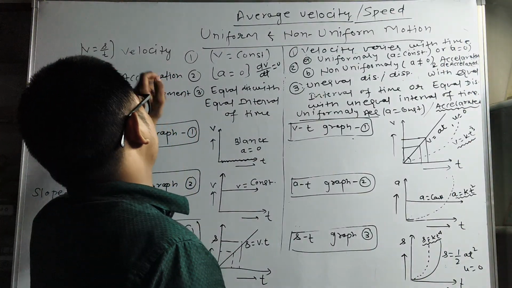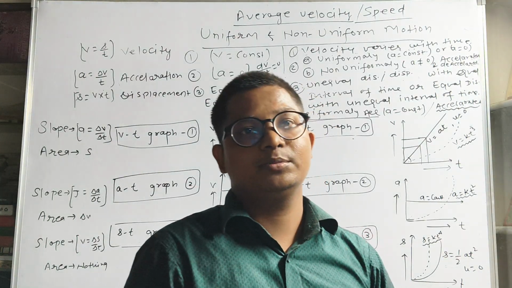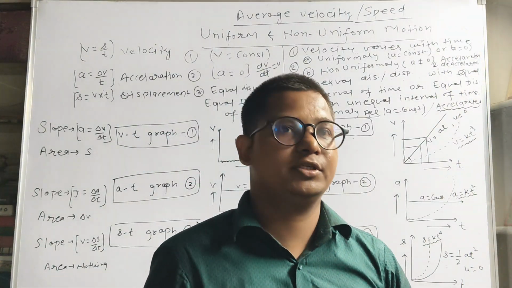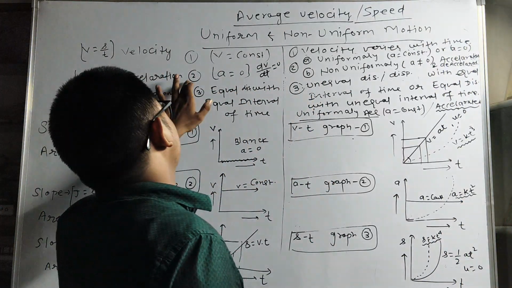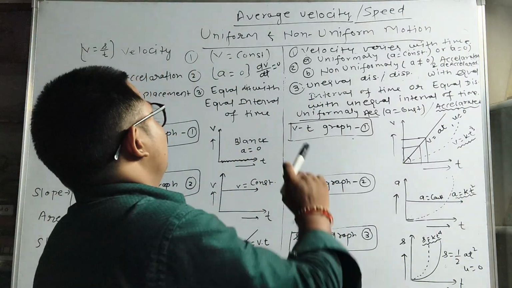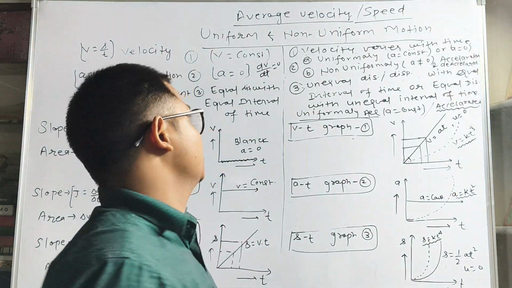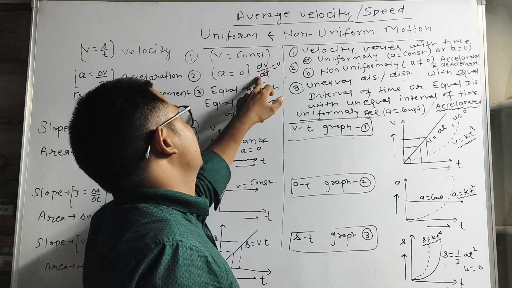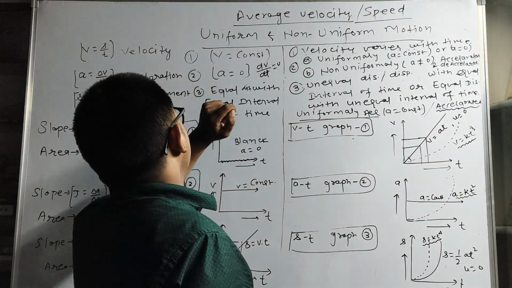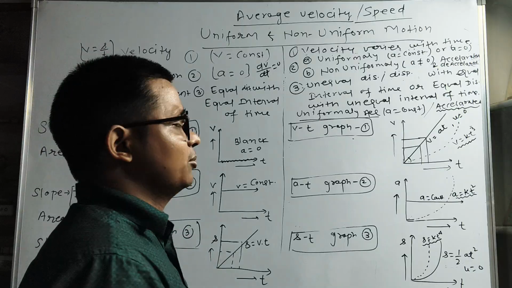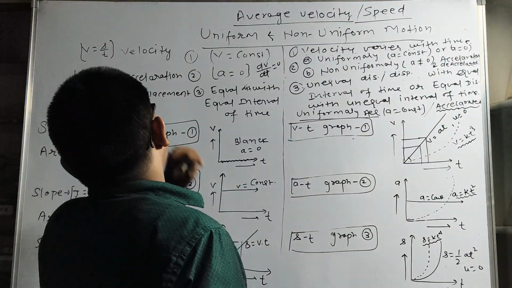In terms of velocity, uniform motion is defined as follows: if the velocity of an object is constant during the motion, then the motion is called uniform. In terms of acceleration, it is clear that if velocity is constant, that means the differentiation of velocity with respect to time is zero. That means the difference in velocity over the difference in time, which gives the acceleration, is zero. So in uniform motion, acceleration is the ratio of delta v upon delta t, and it is zero.